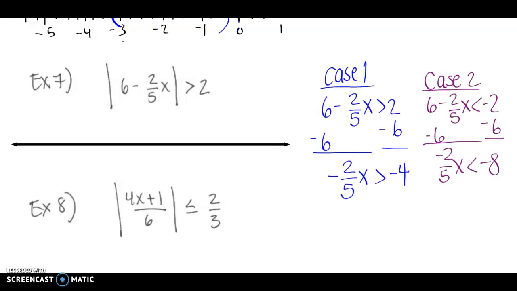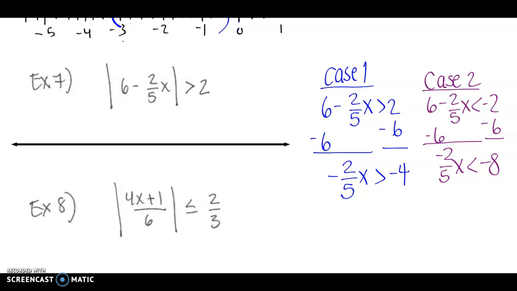Okay, so we have our two cases. 6 minus 2/5 x is greater than 2, and 6 minus 2/5 x is less than negative 2. First step, subtract 6 from both sides. And I end up in case 1 with negative 2/5 x is greater than negative 4, and case 2, negative 2/5 x is less than negative 8.